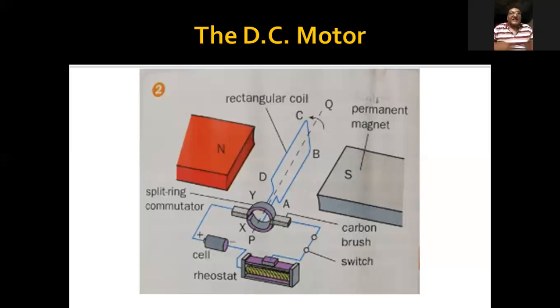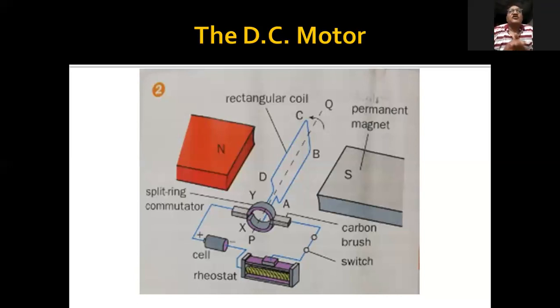So the important thing is that before that vertical position, the current in the CD side was flowing from C to D. And after that vertical position, the current in the CD side starts flowing from D to C. You see, the direction of the current has reversed. When the direction of the current in the CD side has reversed, the direction of the force acting on the CD side will also reverse.